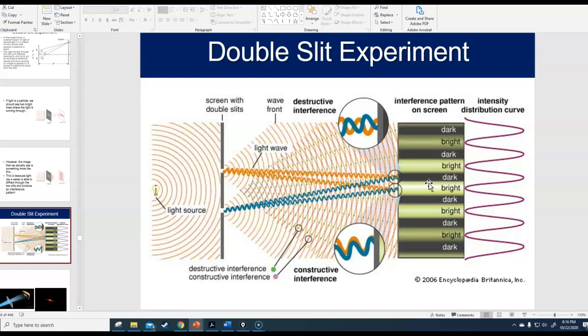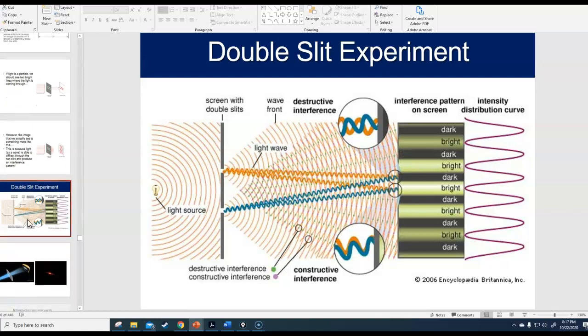And then going out from there on either side, it alternates. Wherever you see a dark spot, you have destructive interference, and a bright spot, you have constructive interference. And that just goes back and forth, because as you go back and forth along the screen, the path difference changes, which causes you to have the conditions for either constructive interference or destructive interference, depending on the path difference.